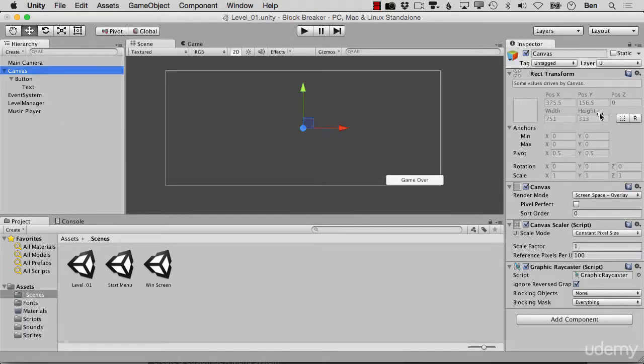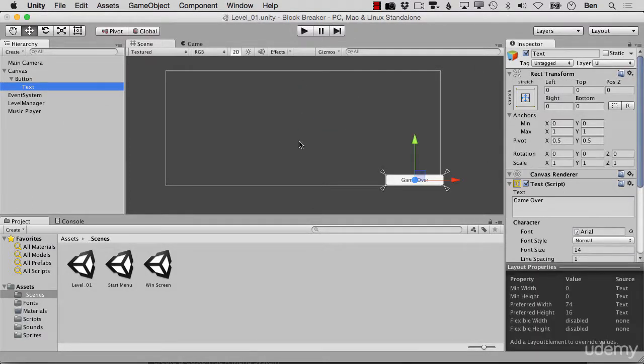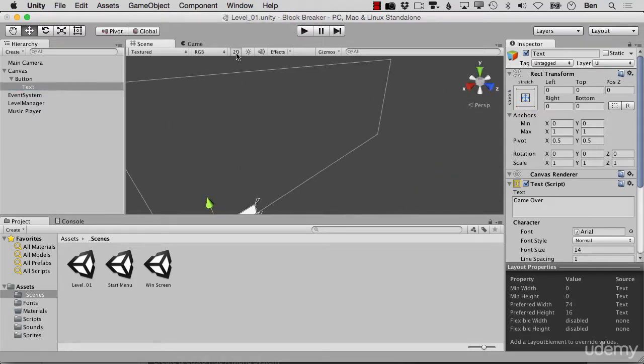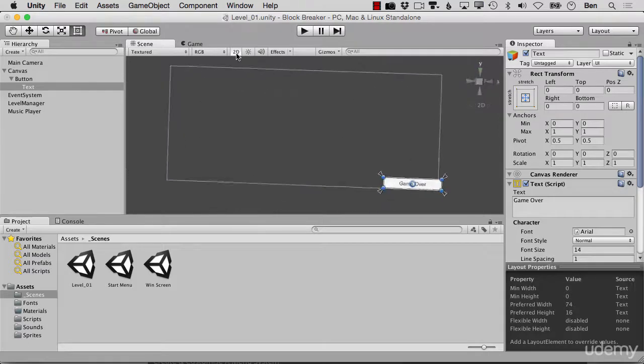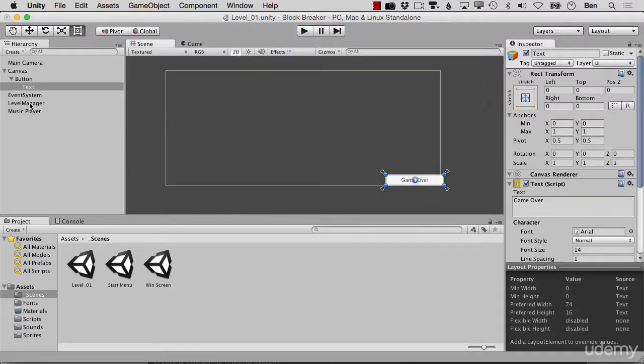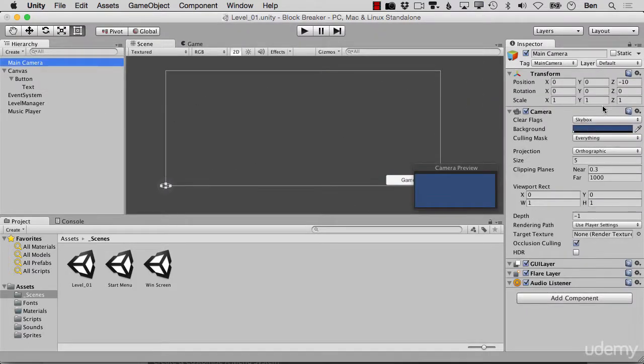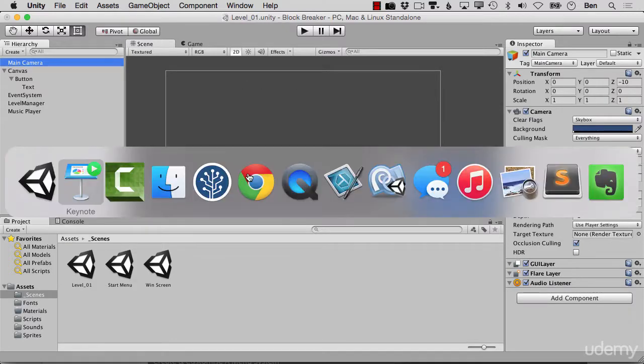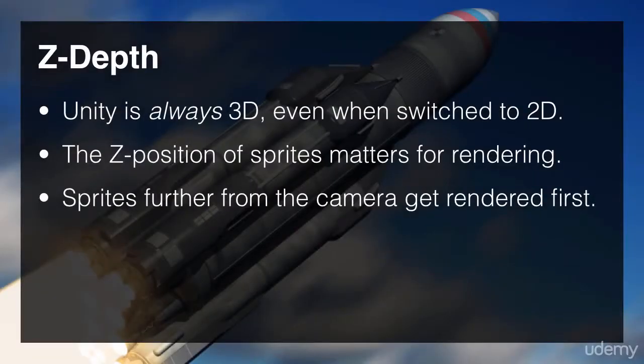In a canvas element or with a standard element, you have the transform and you have a Z position here. Now, because we've been dealing with X and Y in 2D, you haven't been paying a lot of attention to the Z position. But if you were to click your 2D button off, then you would notice that actually everything is a 3D world. And the same goes for instance, your camera, which sits at -10 in Z. So what we need to start becoming aware of is this Z depth.